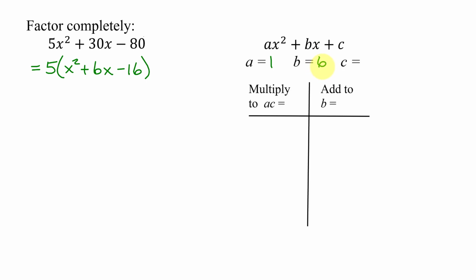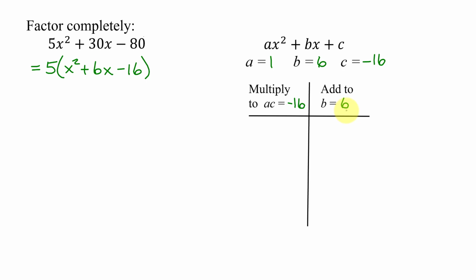B is the coefficient of the x term. It is 6. And C is the constant term. It is negative 16. Multiply A times C. 1 times negative 16 is negative 16. So I need two numbers that multiply to negative 16 and add to B, which is 6. Now, as my two numbers multiply to a negative, they have to have opposite signs. And since they add to a positive, the one with the larger absolute value has to be the positive number.